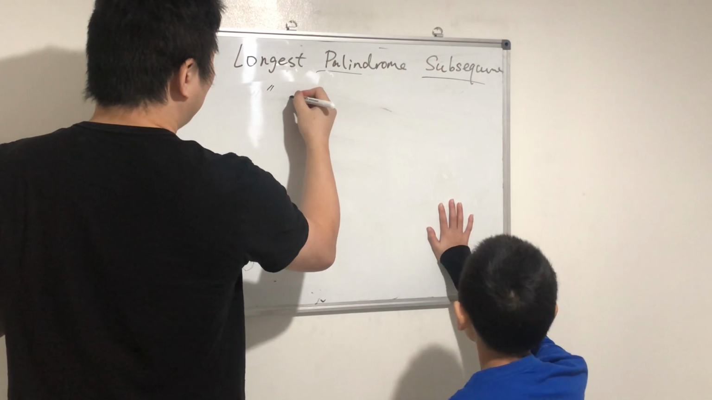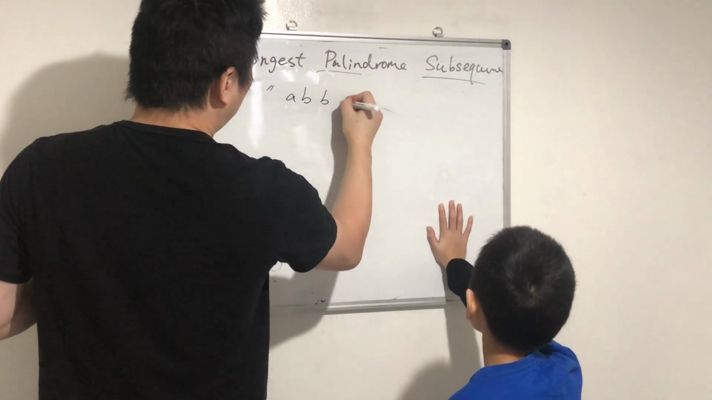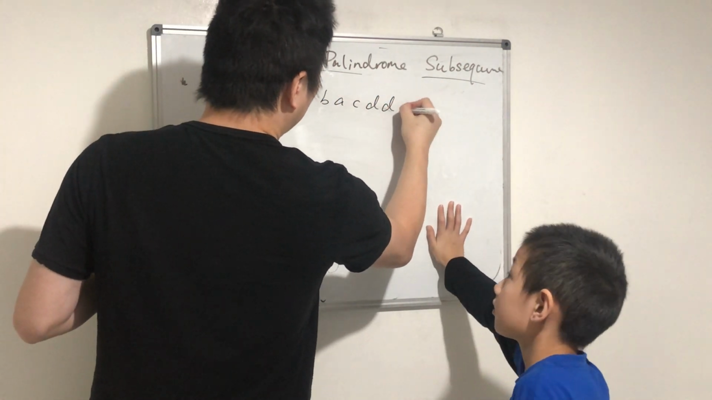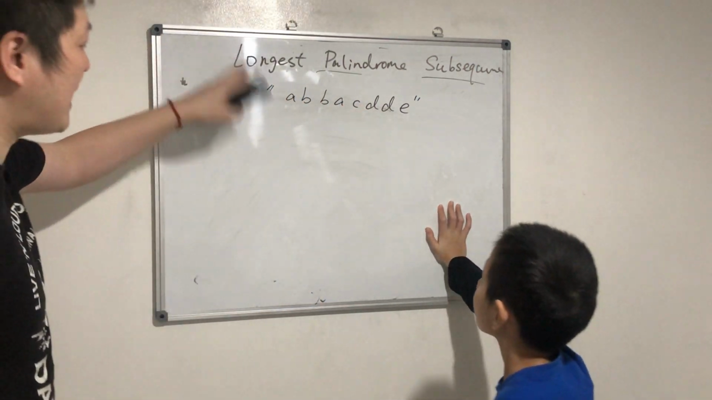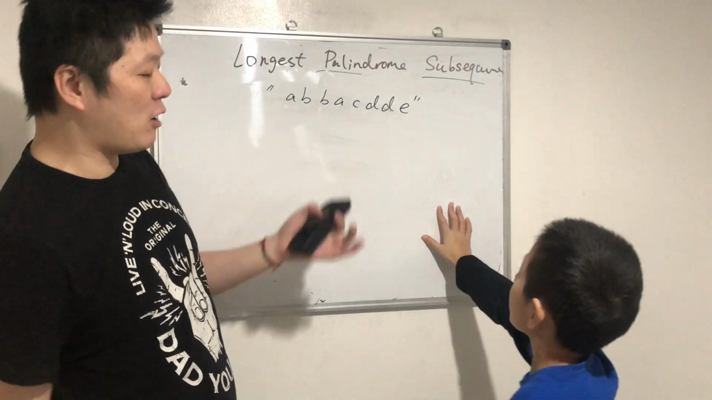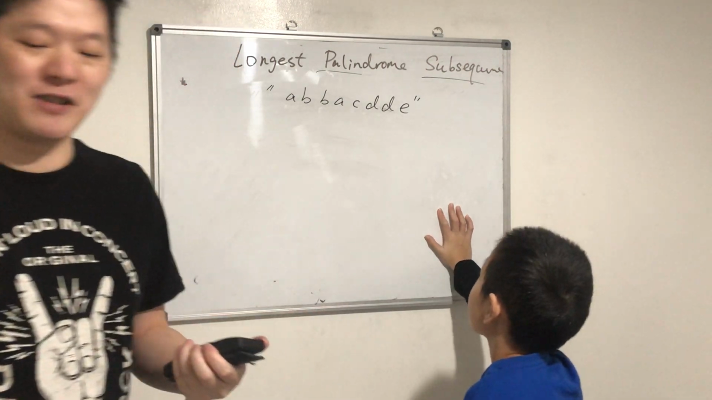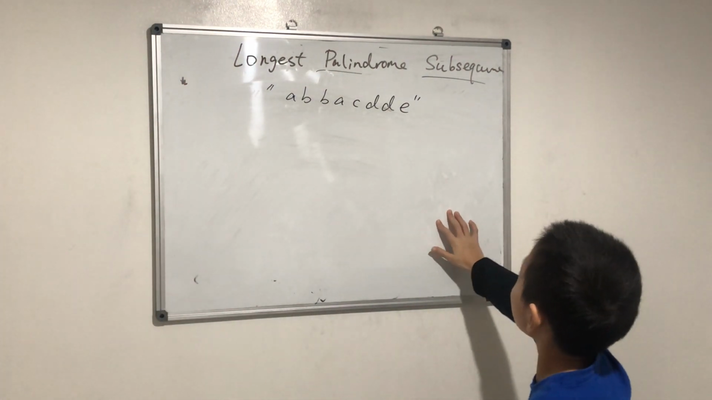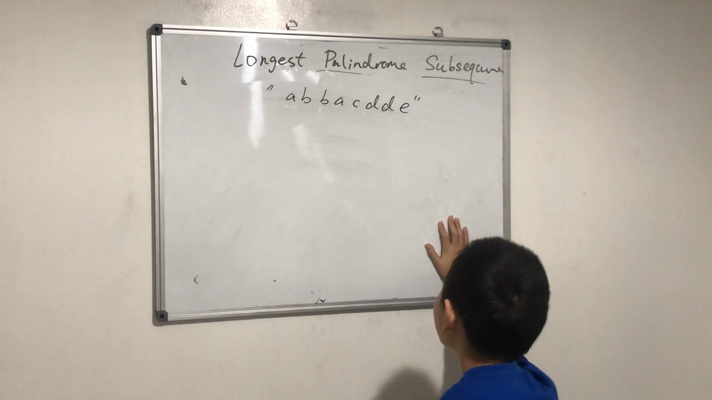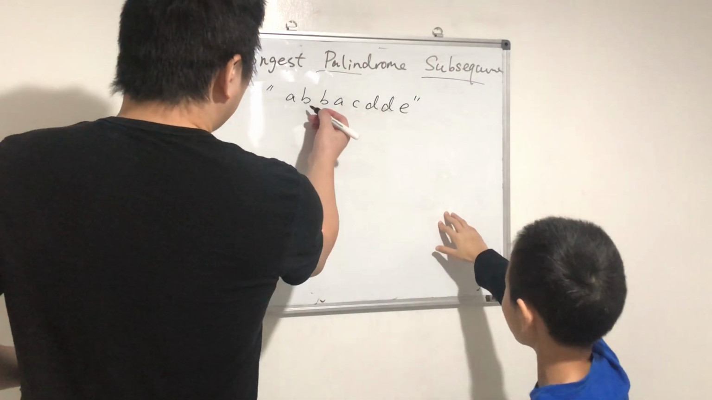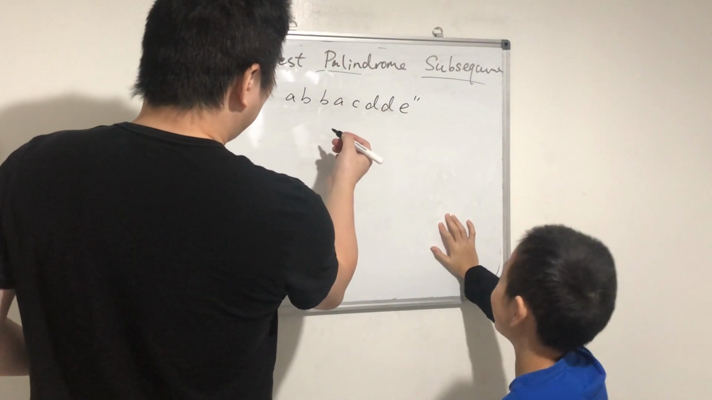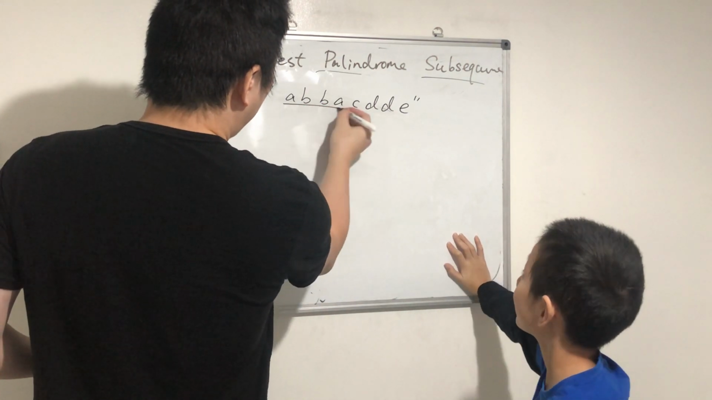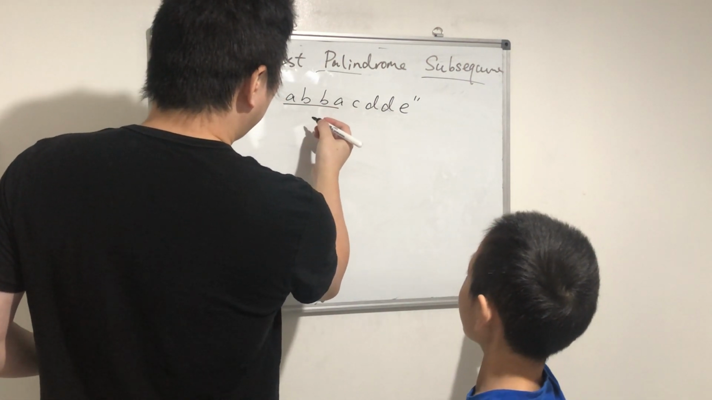For example, A, B, B, A, C, D, D, E. Given this, what's the approach to find the longest subsequence? Any idea? B, D, D. That's the longest I see so far. B, B, D, D. Or A, B, B, A. And any other one?